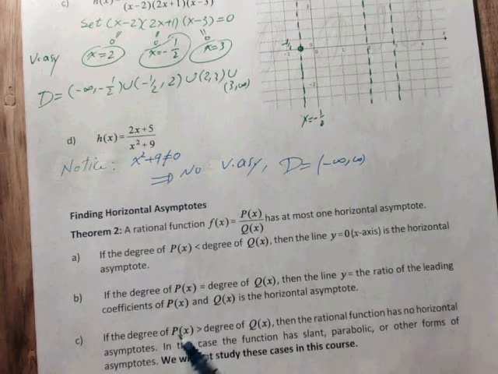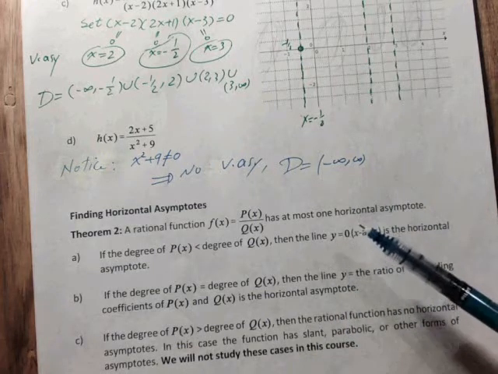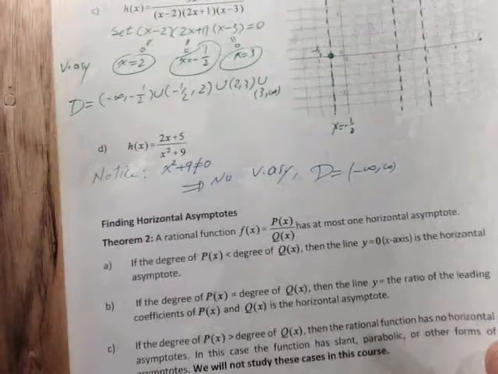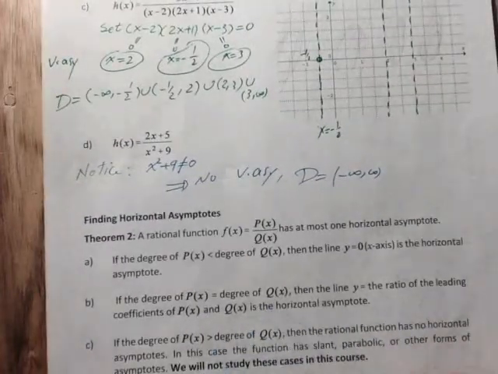If the degree of p is bigger than the degree of q, then the rational function does not have a horizontal asymptote. It has maybe a slant or parabolic or more complicated asymptotes. We will not study this case in this course. So you learn how to find the horizontal and vertical asymptotes only. Okay. And understand the meaning of vertical asymptote.